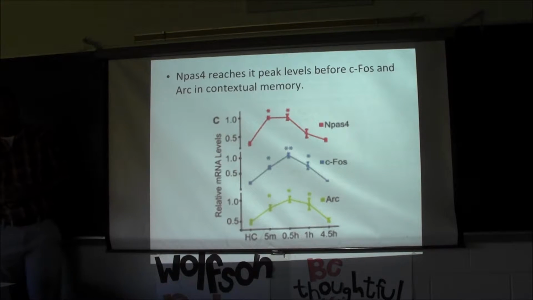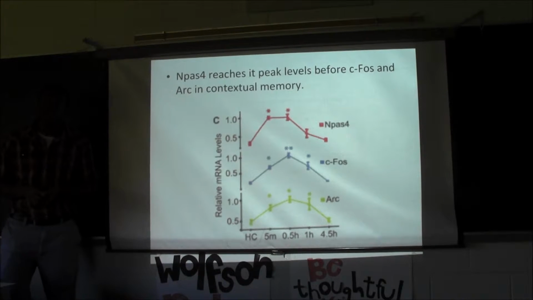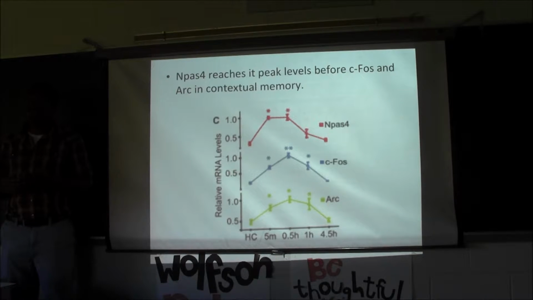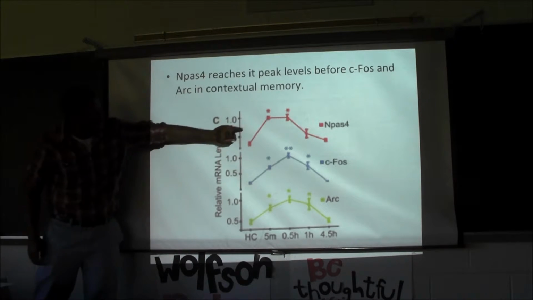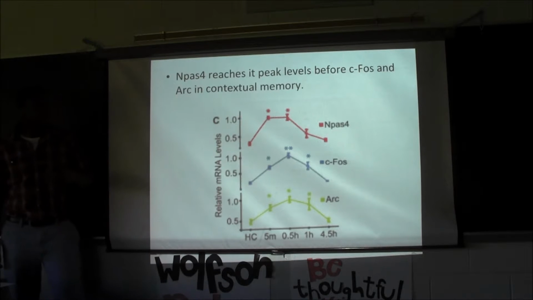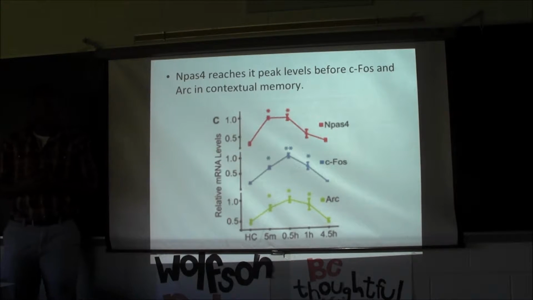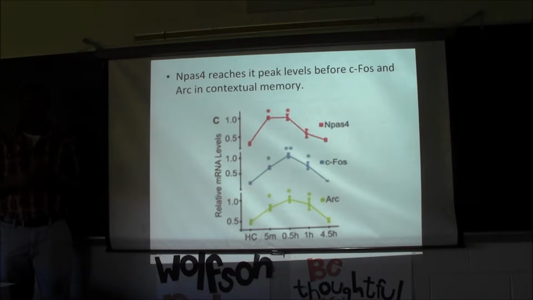Alright, so now that they see that NPOS4 isn't actually regulated by CFOS, they wanted to see when it is expressed. So what they did was what's called CFC, contextual fear conditioning, with mice. They basically scared the mice in the context of contextual memory, like they shocked its feet over and over again, and then they killed the mice at various times and read the mRNA. As you can see here, NPOS4 reaches its peak expression before CFOS and Arc, which suggests, in conjunction with the other side, that not only does CFOS not express NPOS4, but NPOS4 might actually cause CFOS expression. This was kind of blowing their minds, because they didn't know that this would happen.